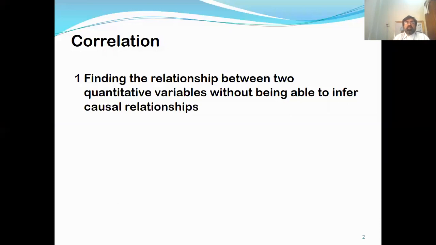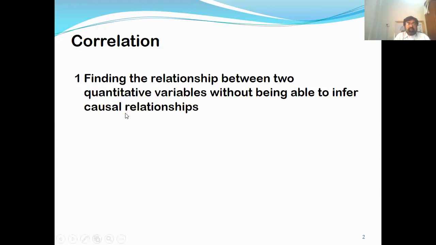Correlation: finding the relationship between two quantitative variables without being able to infer causal relationships. This relationship should not be called a causal relationship. There are so many factors involved. For example, if you want to see an association between salt and blood pressure, there may be diet, maybe stress, maybe pollution. So many other factors are involved which may increase or decrease the blood pressure. So you cannot say that it is a causal relationship. It is a relationship, but it shouldn't be said to be a causal relation.